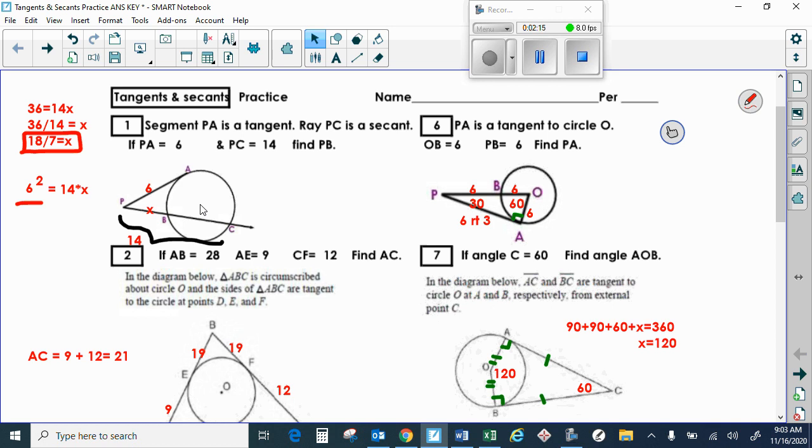And it says OB is 6. Well, I should recognize OB as a radius. So that means I can put 6 down here for OA. It tells me PB is 6, so I put a 6 there. And it says find PA. Let's see. So I have 12 there, 6 there.